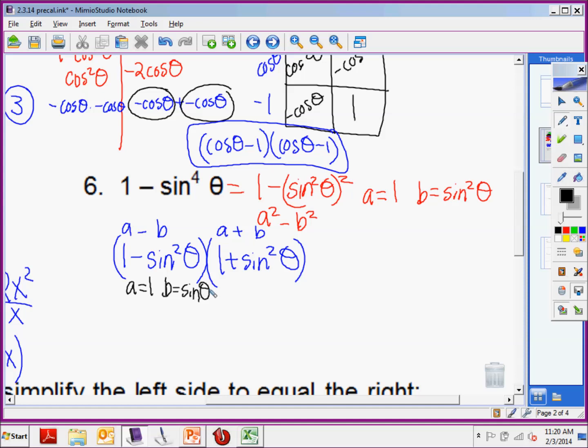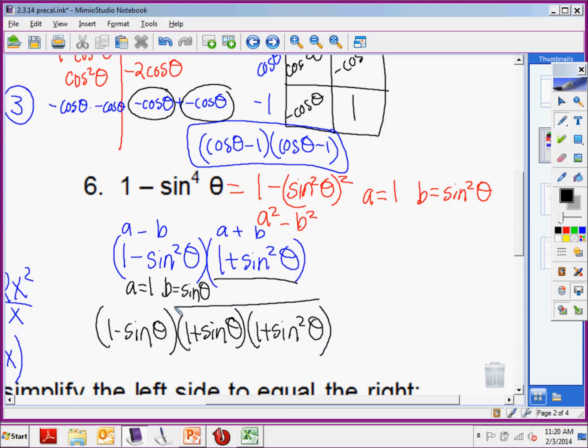So our a is 1, our b is sine theta. Now I can write it as 1 minus sine theta times 1 plus sine theta. And when I look at this one, this isn't a difference of squares. This is a sum of squares. Because it's a sum of squares, there isn't a rule that exists for this. So this one is going to stay the same.